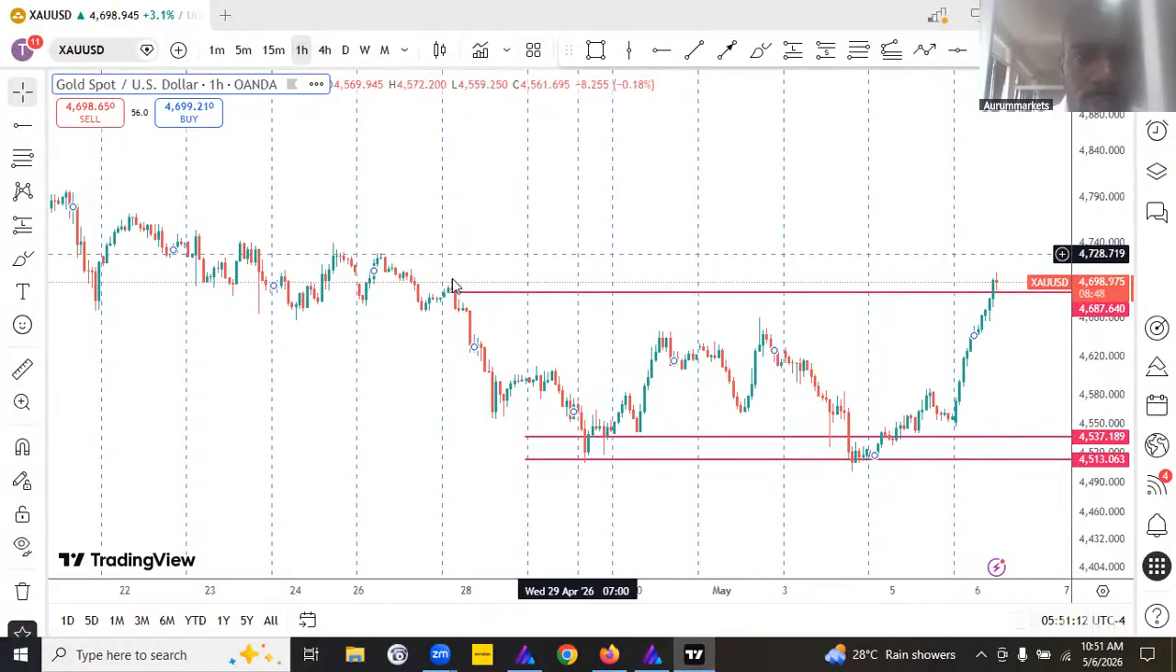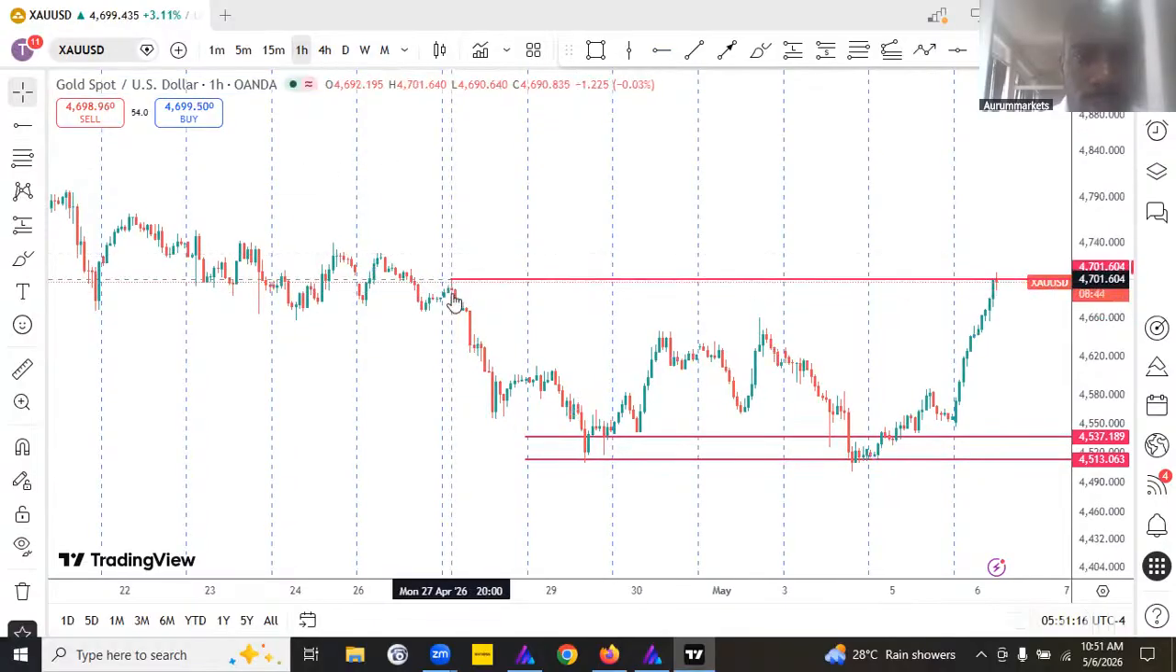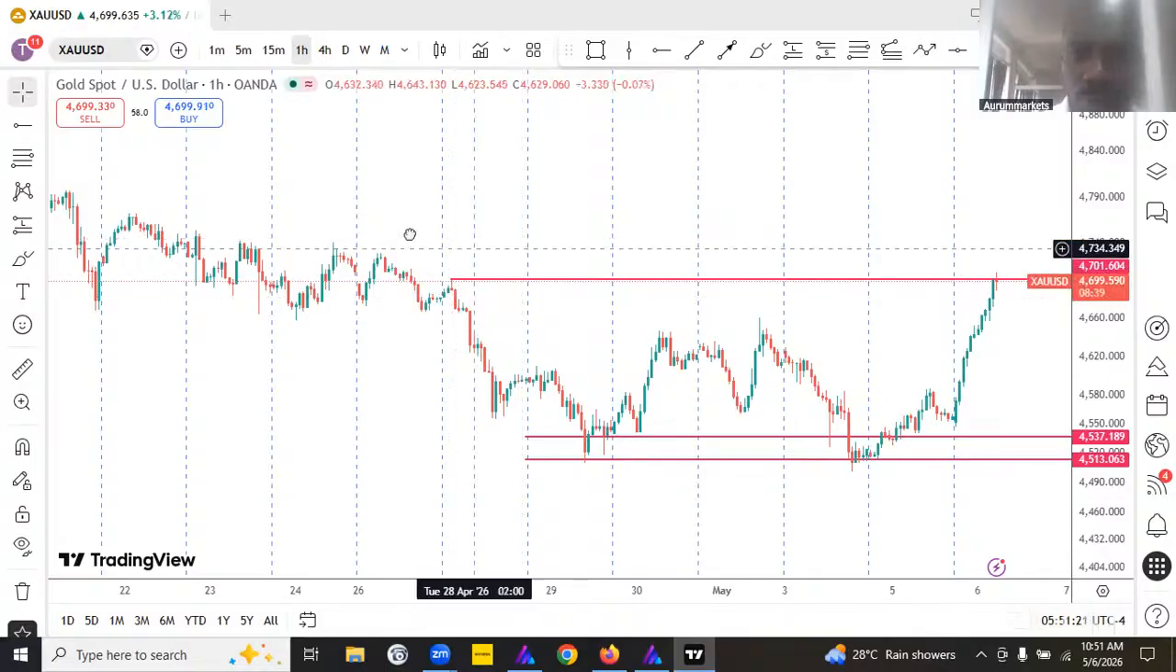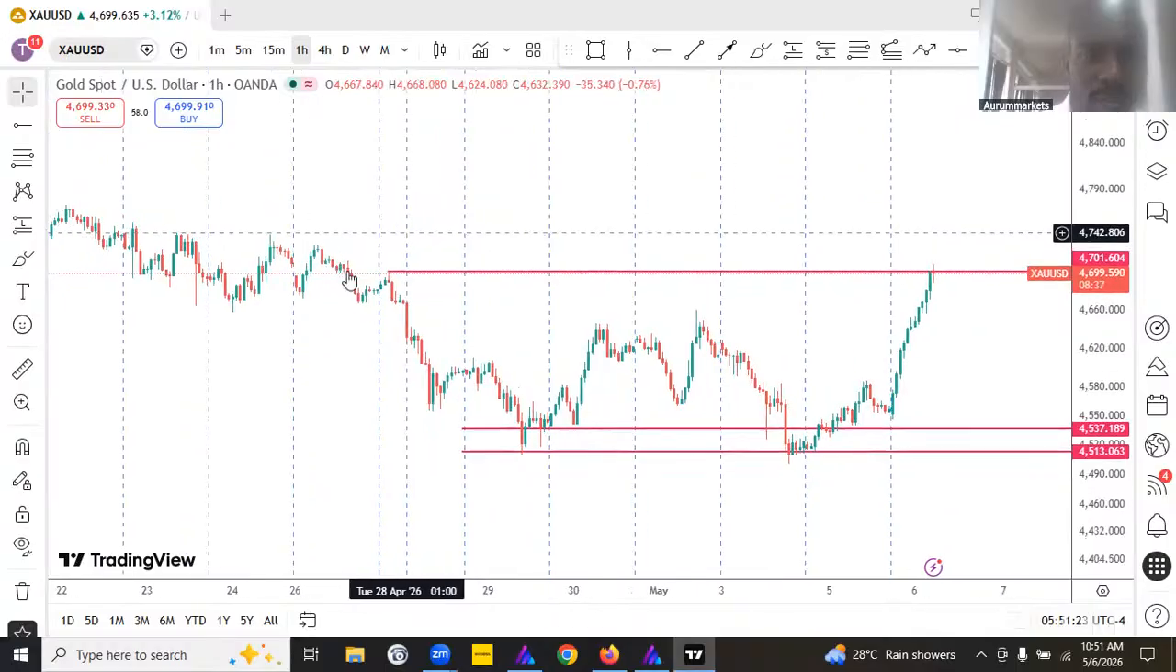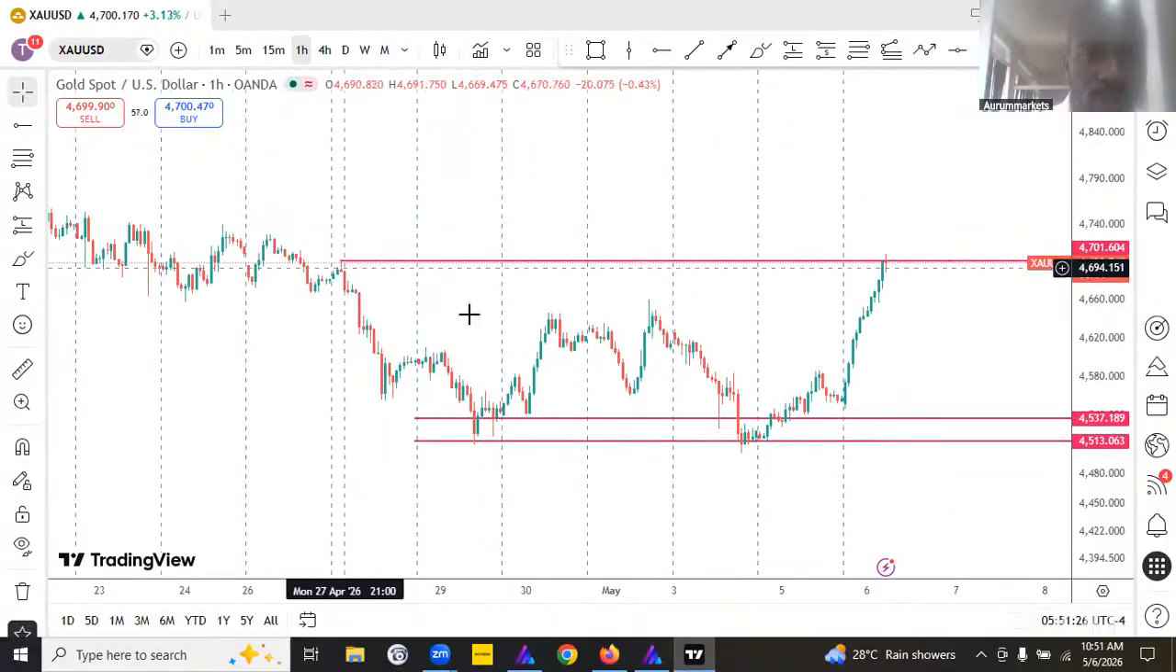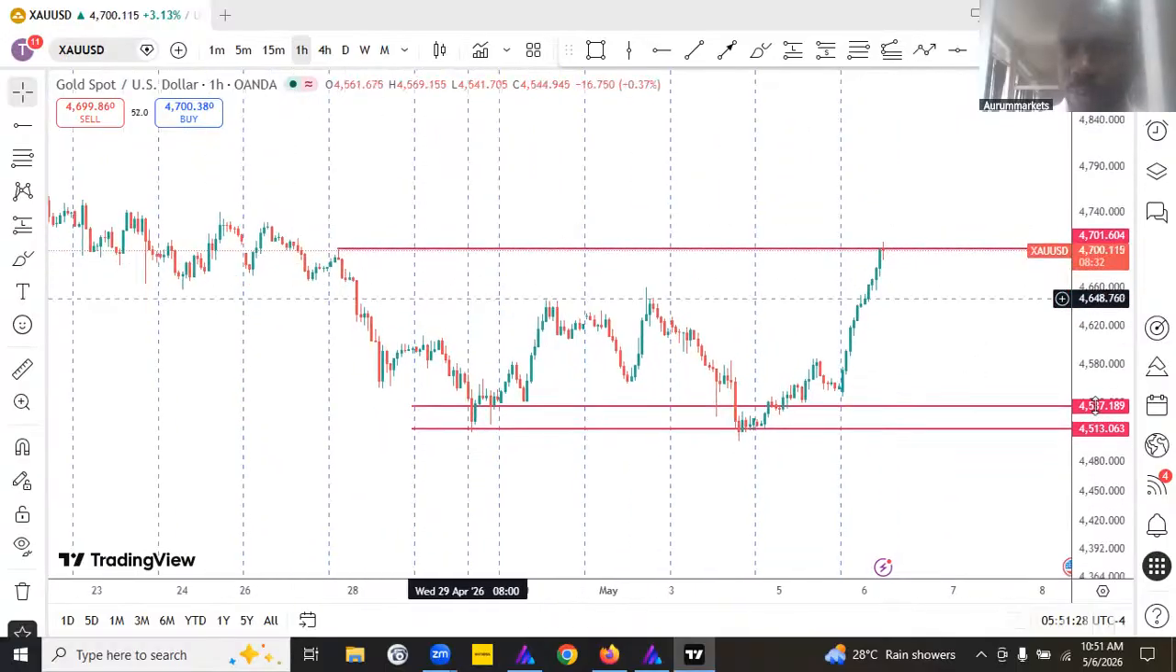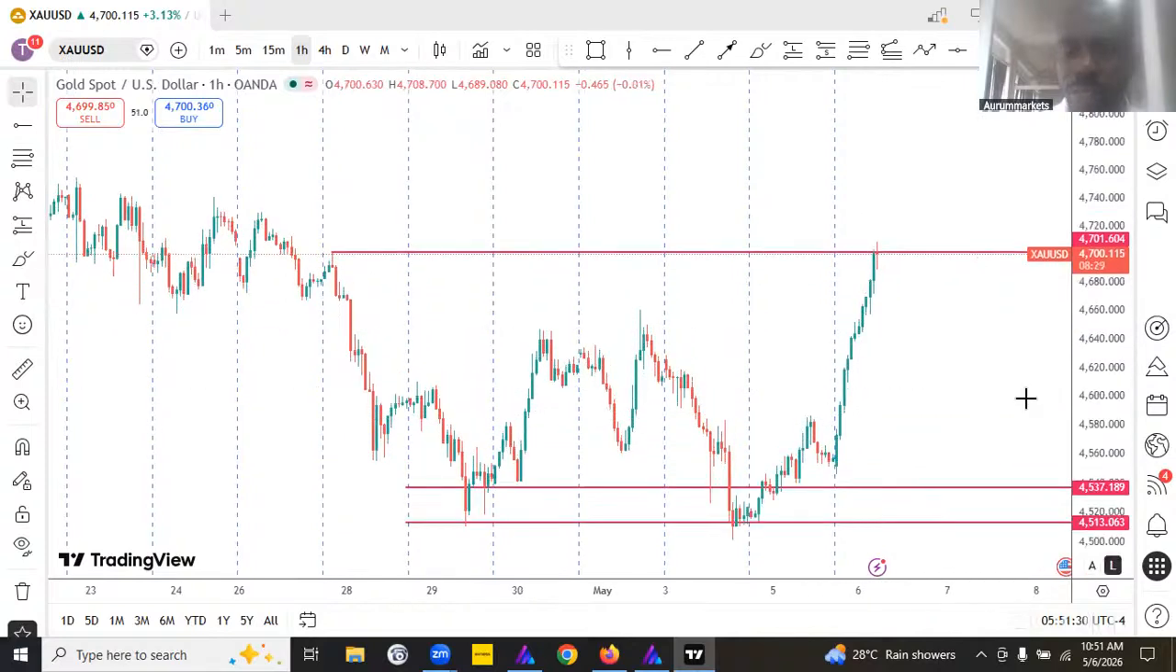Okay, so let's see. Probably they wanted to sweep the liquidity residing at this high. Yeah, they've swept the liquidity residing at this high, so you might see a strong reversal from the current market price.